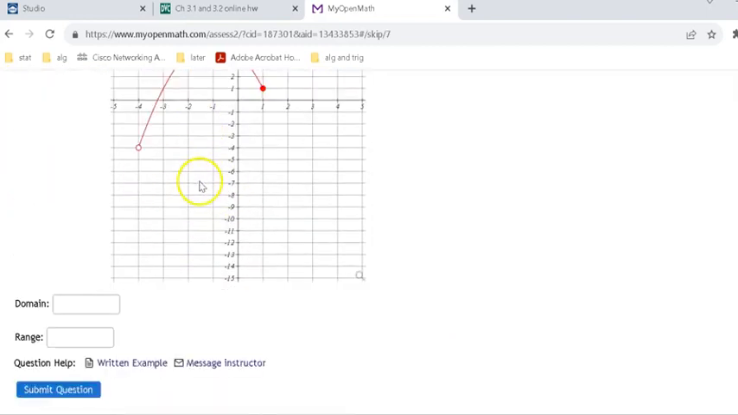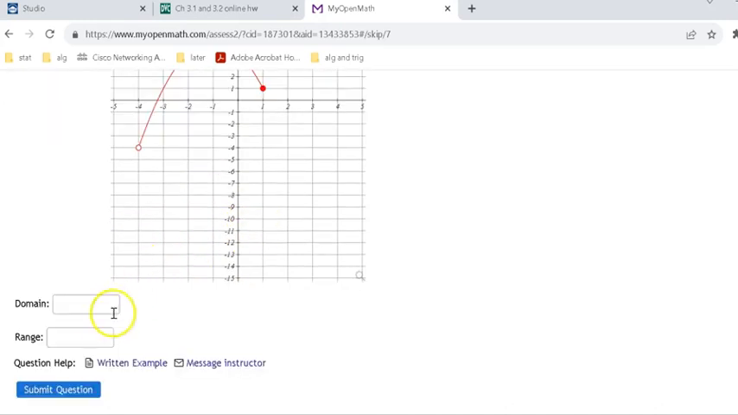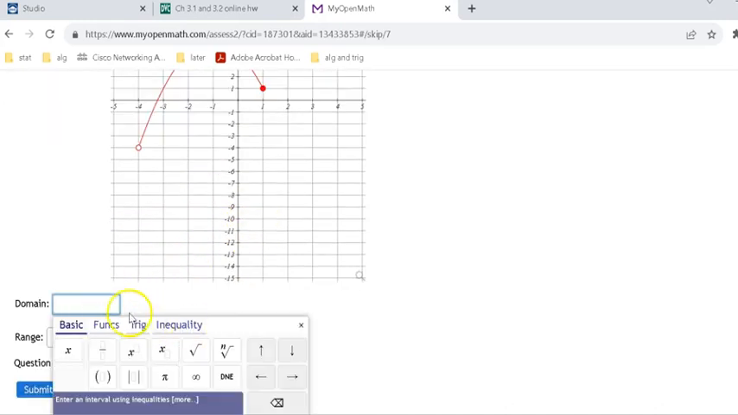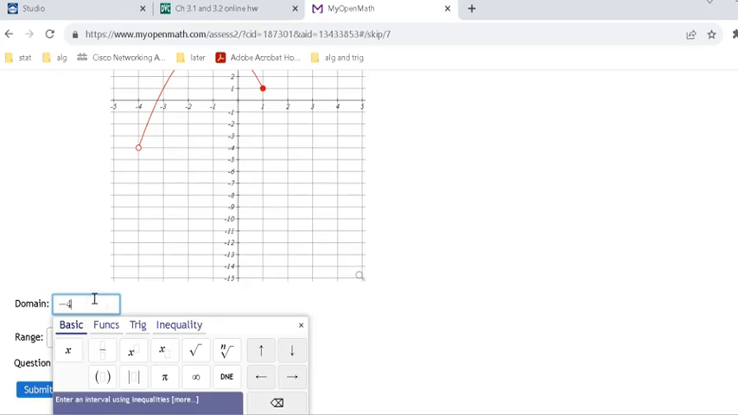Okay, so this is a graph. We wanted to find a domain. Domain is all the x. So x is from -4 to 1. Horizontally, this is the x. We would say -4 less than or equal to x, less than or equal to 1.